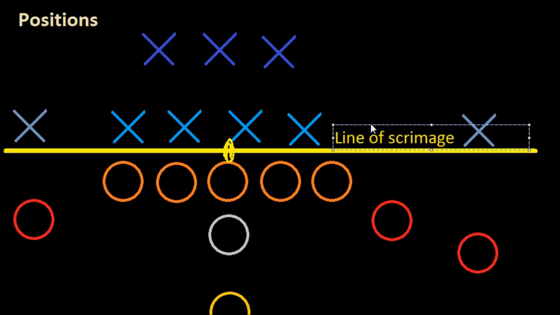So the line of scrimmage separates the offense from the defense. That is where the ball is.